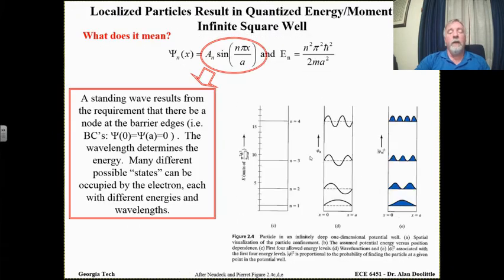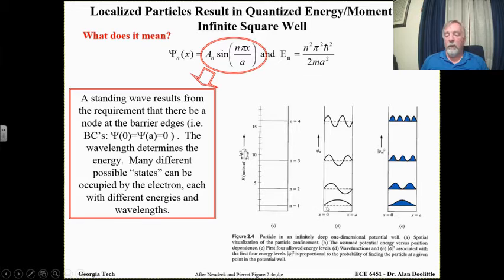And it finally gets to the end where he basically says, if you look in this box here on the left side of my screen, that the standing wave that de Broglie was thinking about has to be a requirement. The wavelength determines the energy. They're about in the middle of this box. And many different possible states can be occupied by the electron, each with different energies and different wavelengths. And that's kind of what de Broglie was saying. So if we look at this piece here in the middle, here's our energy level 1.